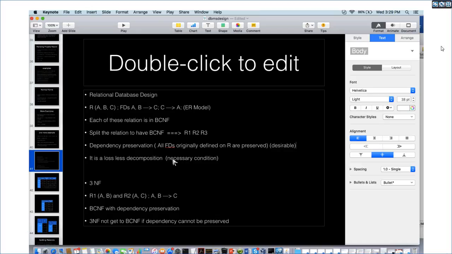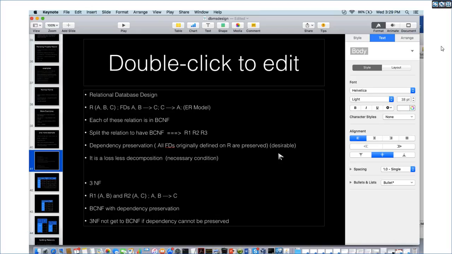Otherwise, it becomes a costly way of checking for this dependency. In this particular case, you split this into AB and AC. Then for checking this dependency, you need to join these and only then can you check this dependency. So it becomes a very costly affair to ensure AB determines C. Though it can be done, it is a costly way of doing it. So we need to preserve all the dependencies, otherwise it becomes a costly affair for us.